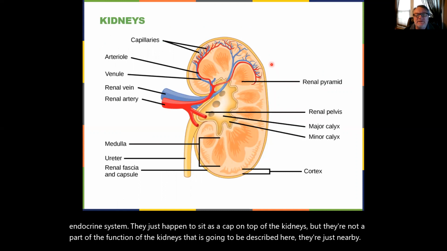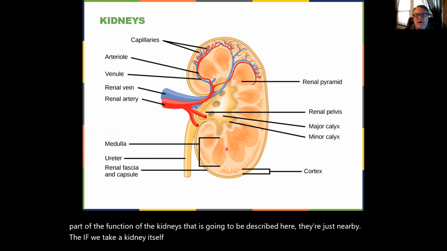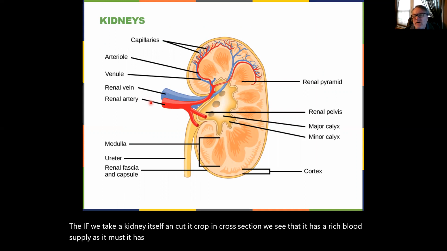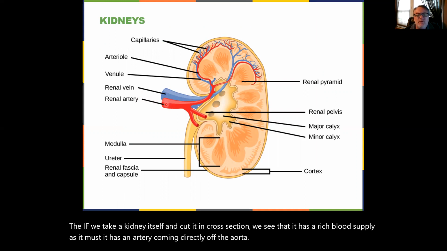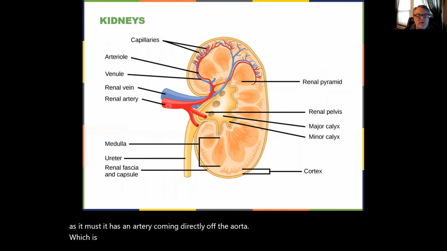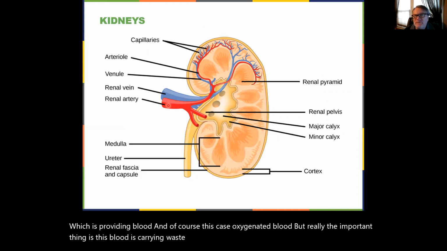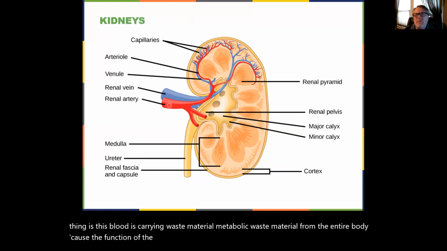If we take a kidney itself and cut it in cross section, we see that it has a rich blood supply, as it must. It has an artery coming directly off the aorta, which is providing blood, and of course, in this case, oxygenated blood, but really the important thing is this blood is carrying waste material, metabolic waste material from the entire body, because the function of the kidneys is to be removing the metabolic waste from the blood. So they act as a filter.